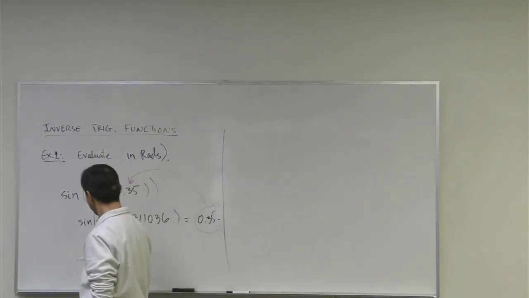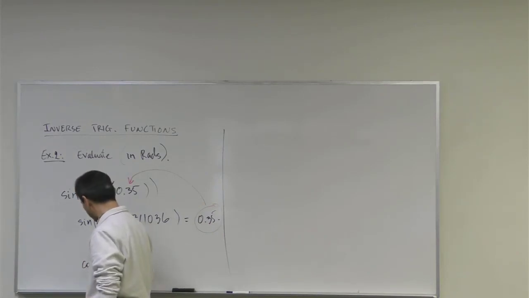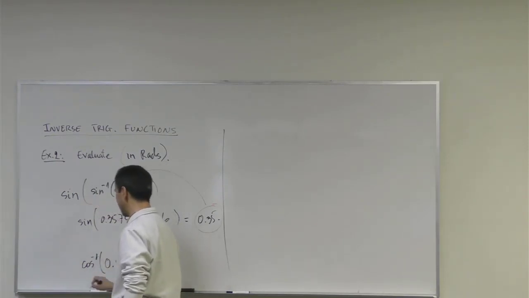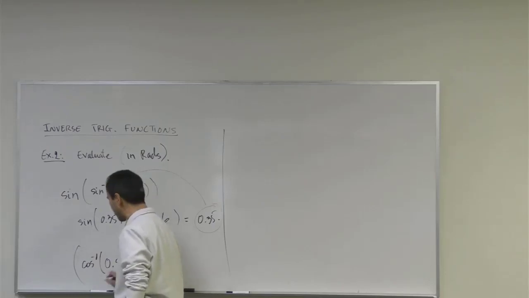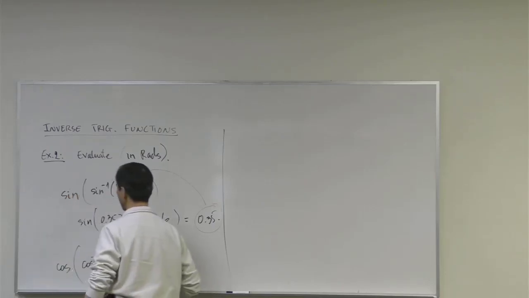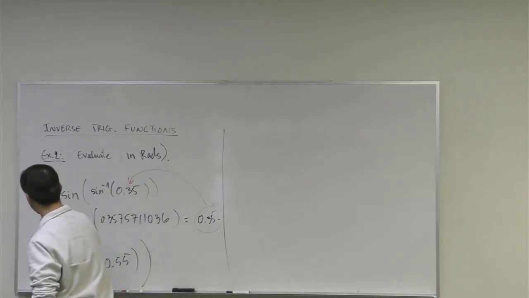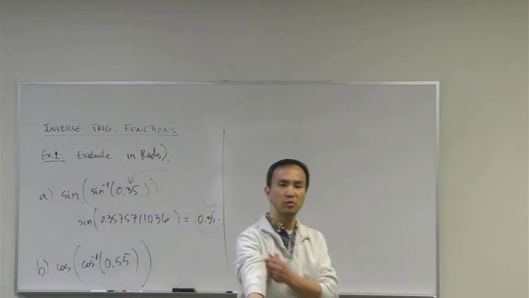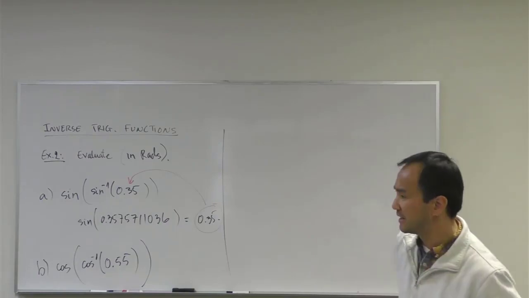So similarly, let's come up with something else here. How about cosine inverse? And you see the way I'm writing it, from the inside out. I'm taking cosine inverse of 0.55, right? And then whatever angle that is as an outcome, let's calculate the cosine. That was part A, so now we're firing up part B. Just do the usual work. Feel free to use a calculator.